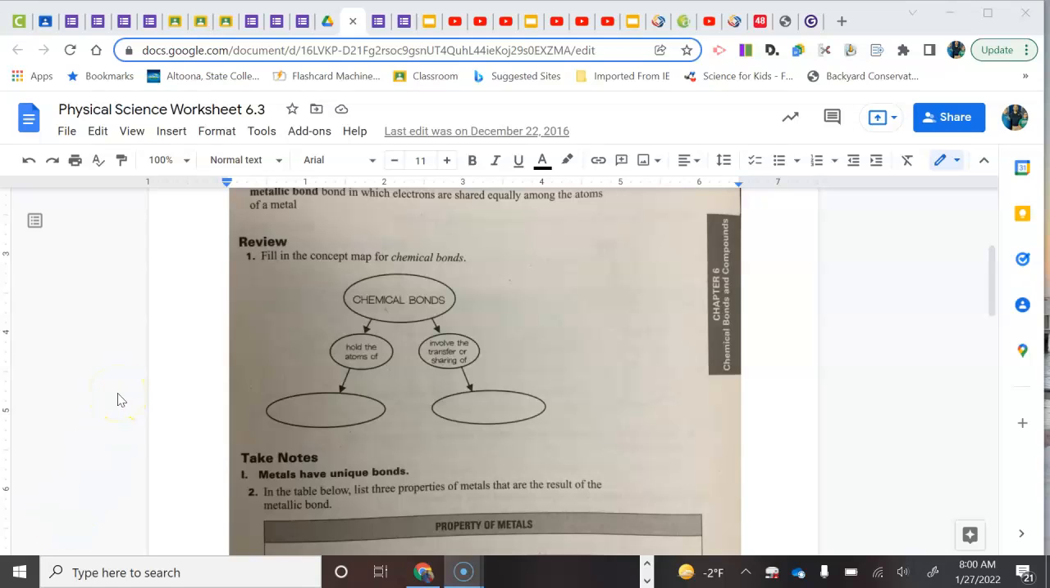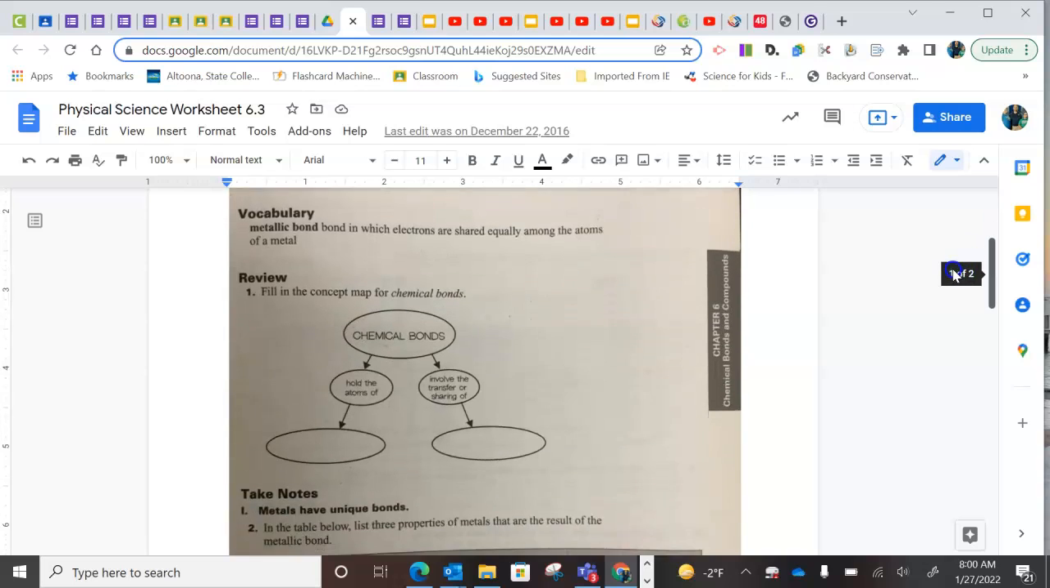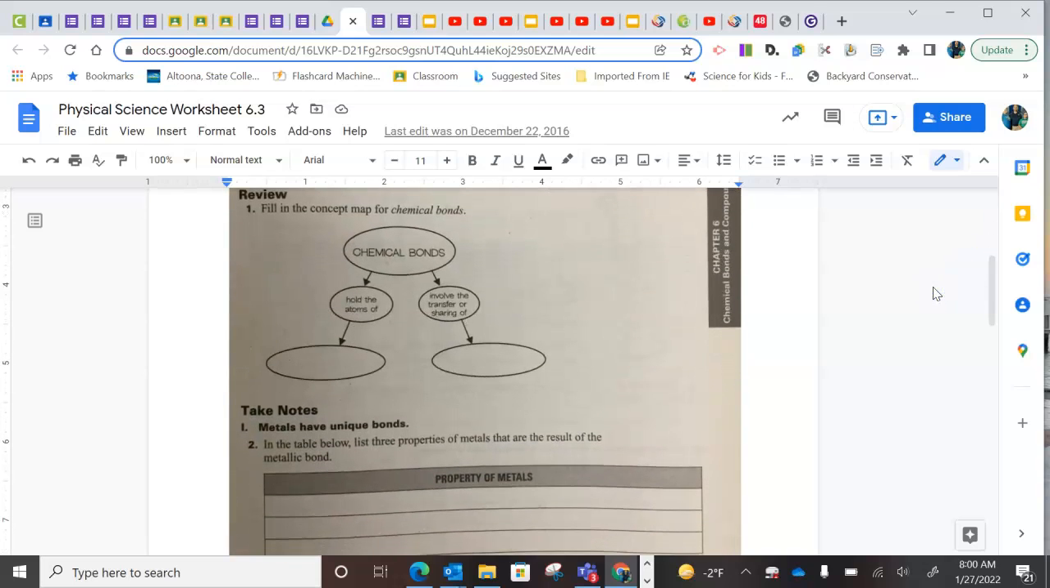Wanted to give you guys some help with your homework from yesterday. This was the study guide for 6.3. So in here, it says chemical bonds hold the atoms of, and you should say molecules, or you could put compounds in there. Involve transfer or sharing of, and then this one should be electrons.